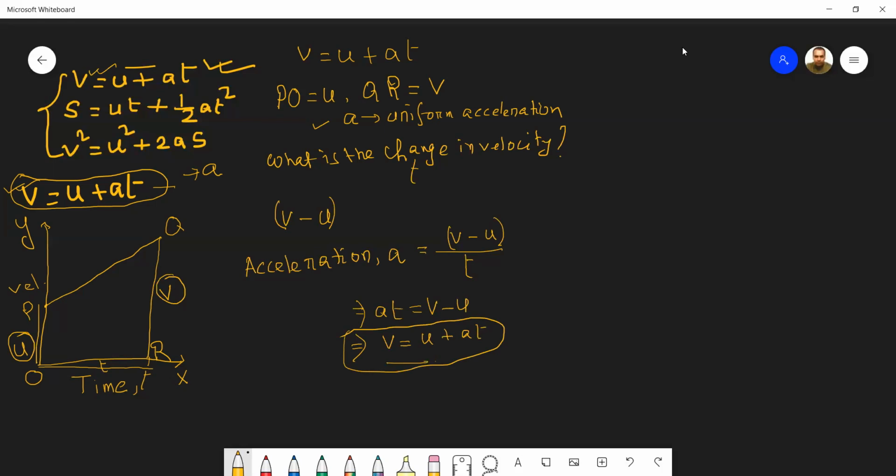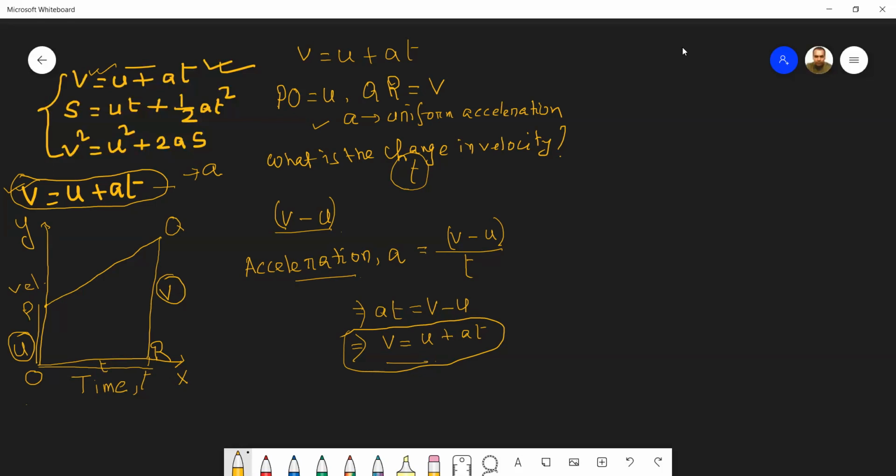Let me revise it quickly. Consider that a body has an initial velocity of u, which is represented by p. Then the body moves for a time t with a uniform acceleration a, and its final velocity is rq, which is represented by v. Then calculate the change in velocity. The change in velocity at time t is nothing but v minus u. Then what is the acceleration of the body? You see the quantities here: initial velocity, final velocity, and acceleration, and time is also given as per this graph.